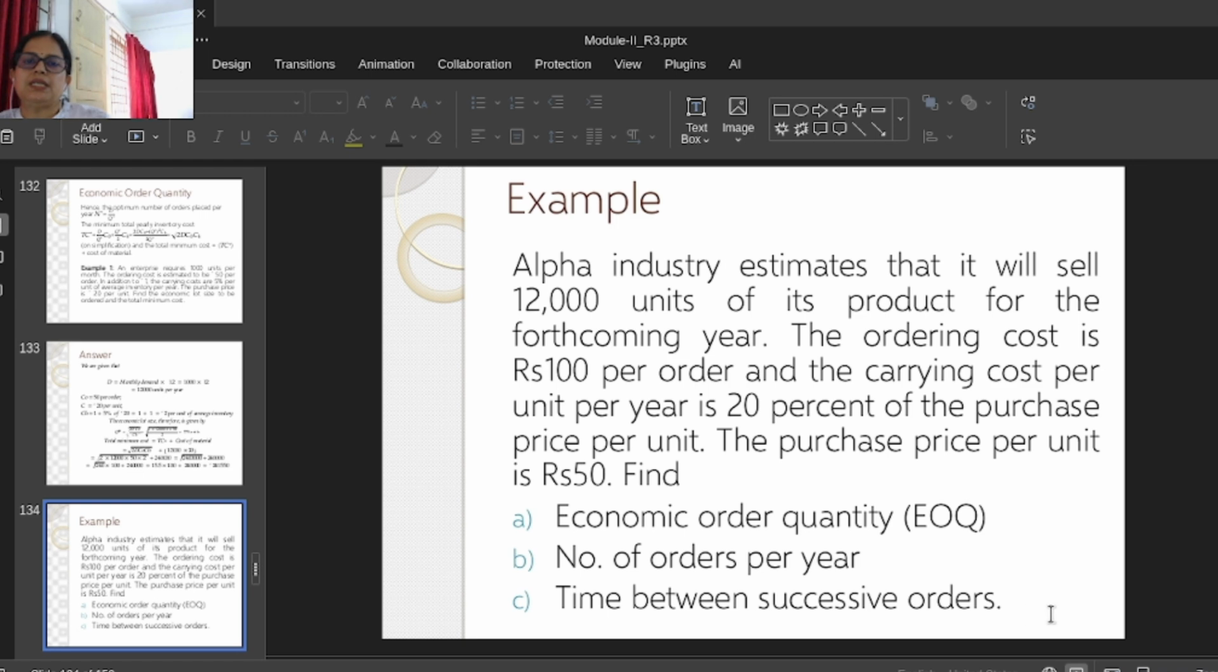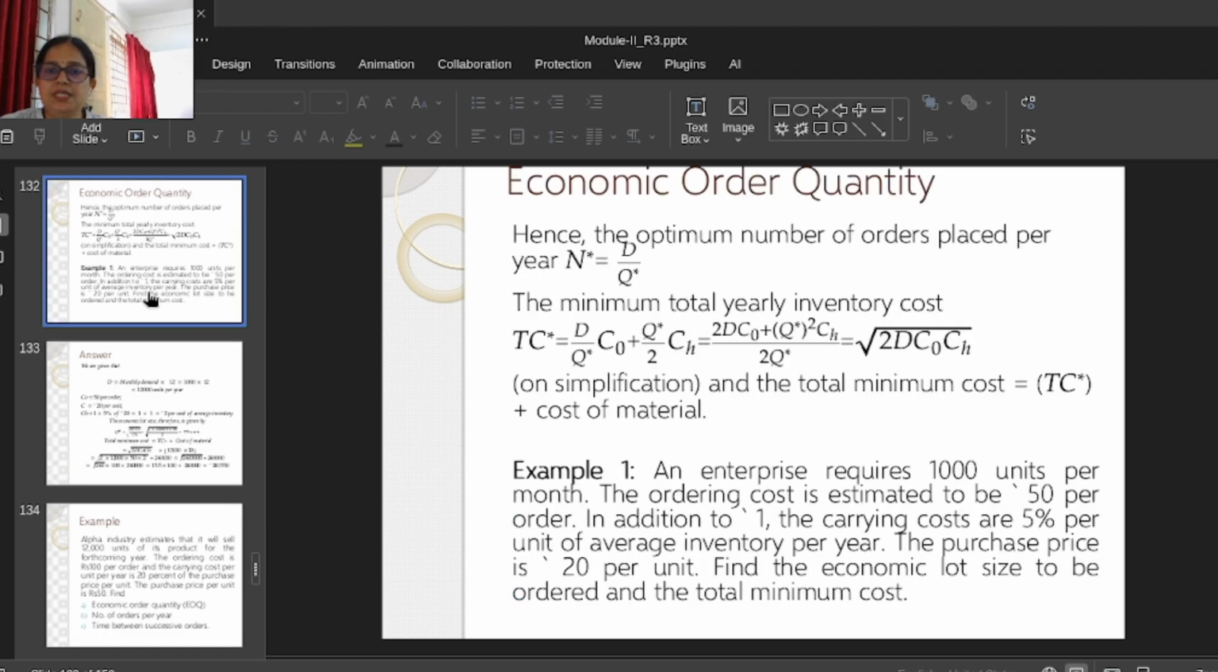Let us take another example and we will discuss. Alpha Industry estimates that it will sell 12,000 units of its product for the forthcoming year. The ordering cost is 100 rupees per order and the carrying cost per unit per year is 20% of the purchase price. Actually, in our previous question, it is not in addition to 1. The carrying cost at 5% per unit of average inventory per year.